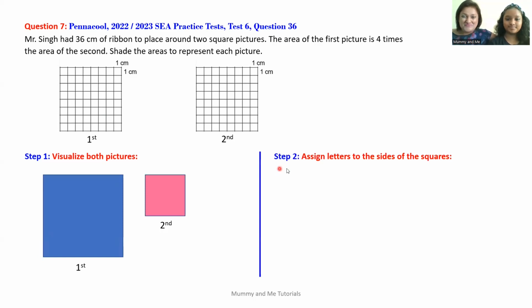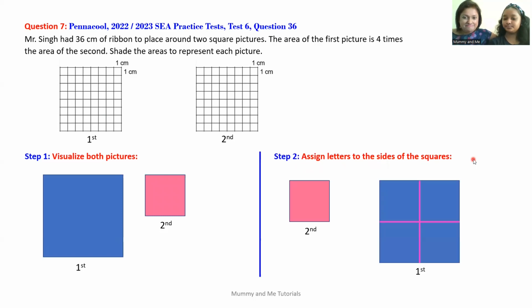So step 2 is to assign letters to the sides of the squares. So we have the second square, the smaller one. Which letter do you want to use? Well, since squares have 4 equal sides, we could use S to represent side. We could use any letter, but we'll use S today. So S is representing the side of the small square, the smaller one. So therefore, this side will also be S.